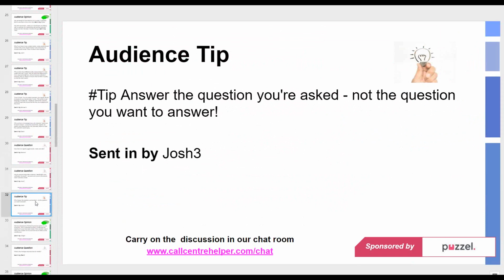And then the last tip of this section, and I think this is quite a nice one. Josh says, answer the question you're asked, not the question you want to answer. And I guess one of the big problems with things such as knowledge bases is that if there's a standard answer that's sort of close to this and you want to rush through, it's easier to put that in than actually answering the question. So I think that's a very good tip there.